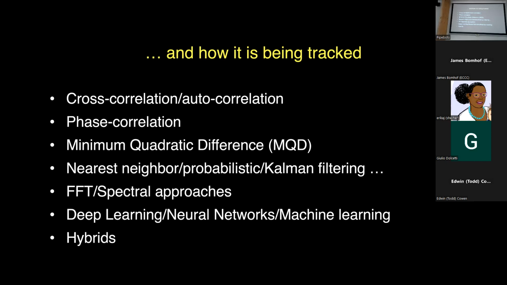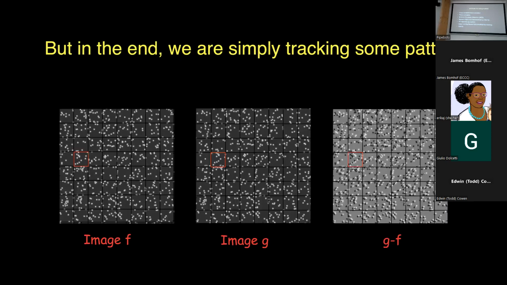And increasingly, deep learning, neural networks, and machine learning, areas that I think my fourth decade will be dedicated to trying to understand the powers of, are demonstrating that they can really be efficient and robust techniques for extracting all kinds of information. And finally, hybrids really have become increasingly popular across multiple aspects of these approaches. But in the end, we're all simply tracking some pattern. And the question is how we do it.